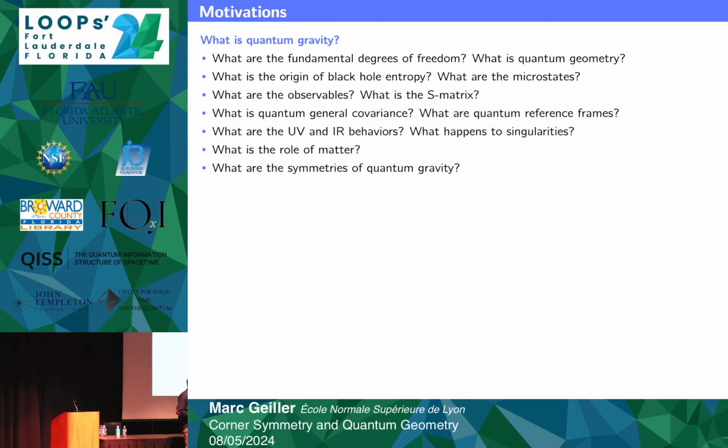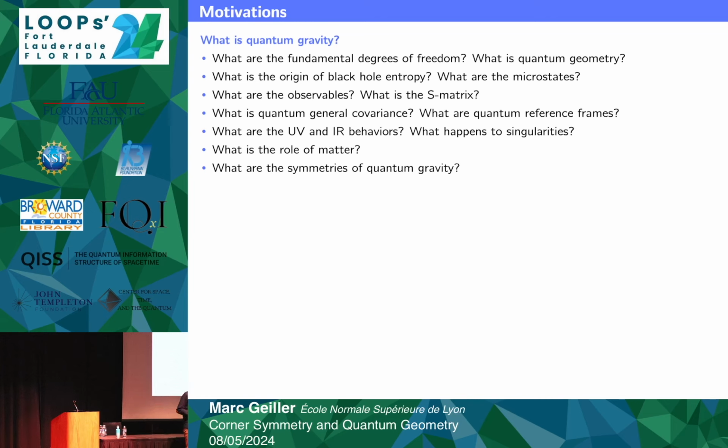The motivation for thinking about boundary symmetries is, of course, to think at the end of the day about quantum gravity. Here is a list of some questions pertaining to quantum gravity, and I think we probably all agree that these are the type of questions we want to address and understand. What are the fundamental degrees of freedom of quantum gravity? What is the notion of quantum geometry? What is the origin of black hole entropy? And at the end of this list, what are the symmetries of quantum gravity?